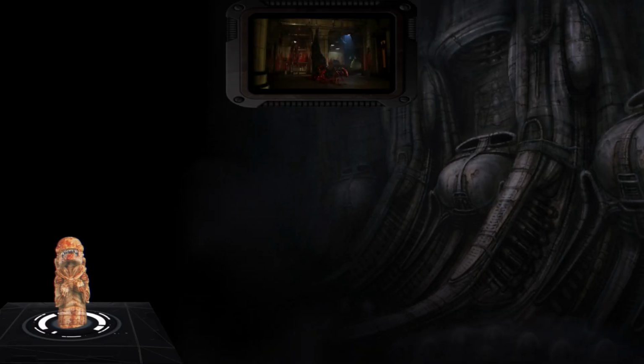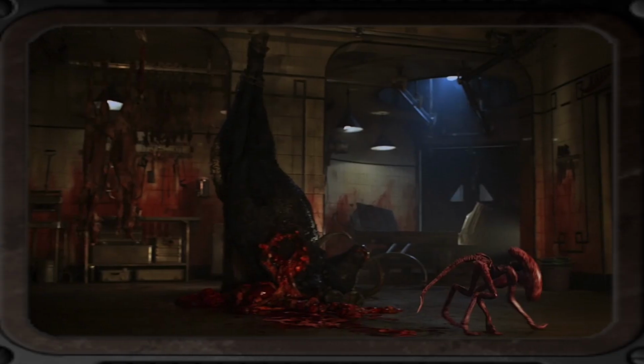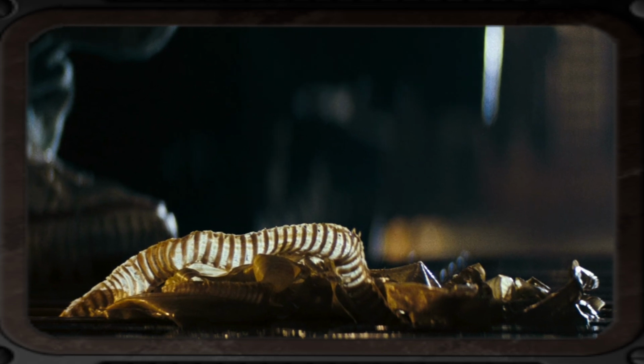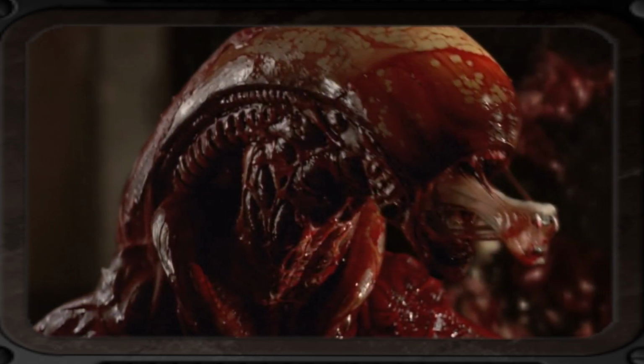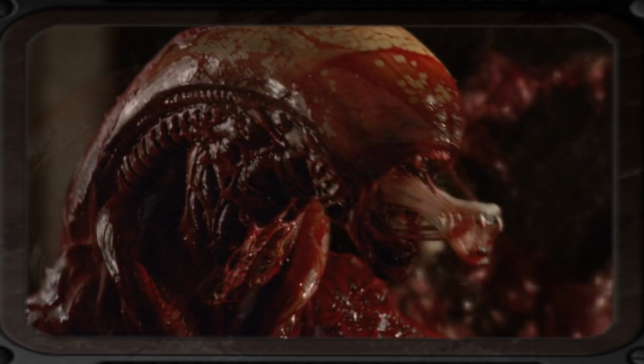Post-birth development. After birth, chestbursters develop at a very fast rate, reaching maturity within hours. Infant xenomorphs will shed their skin on multiple occasions as they grow. Despite their rapid growth, however, the chestburster stage remains the most vulnerable within the xenomorph life cycle.